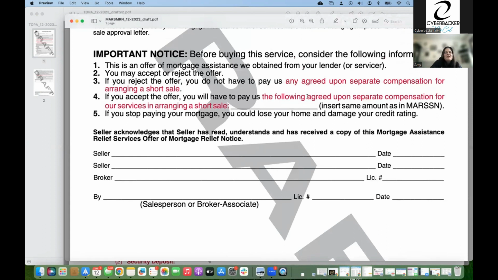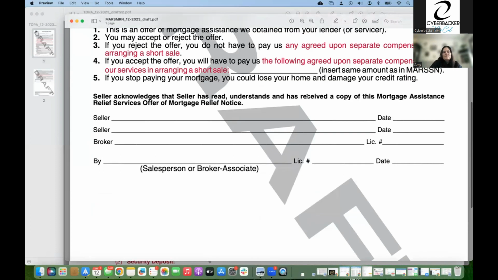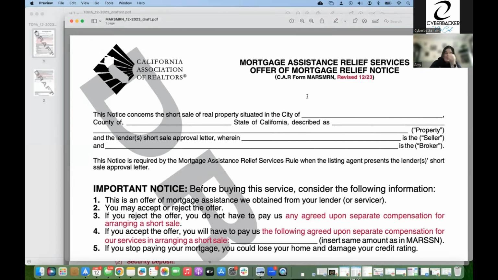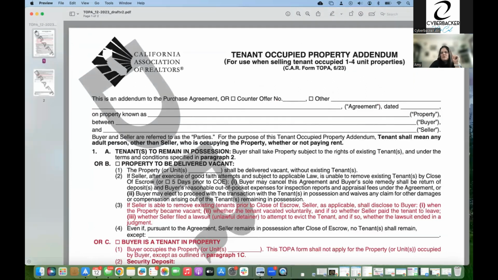Okay, and same thing, they just updated the verbiage that, hey, you don't have to pay us if you reject the offer. So we do it at time of listing with the other form. And then this one we provide to them at the time that the lender approves the sale, with that offer from the lender. We would then provide this form as well, which has the same changes as the last form. So those are how those two forms are utilized, the mortgage assistant relief services offer of mortgage relief notice. One at time of listing, one at time a letter approving the short sale has been received from the short sale lender. I know that's totally confusing.